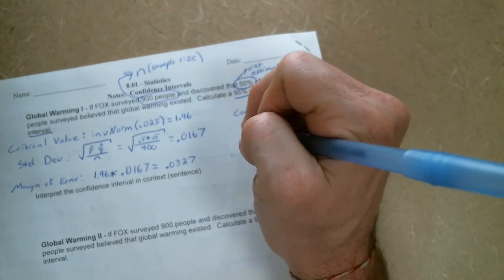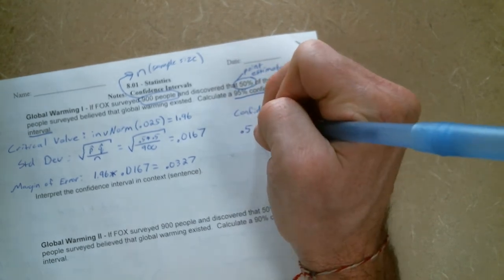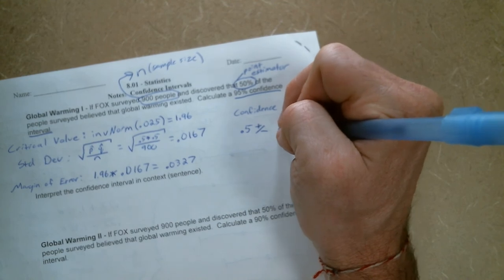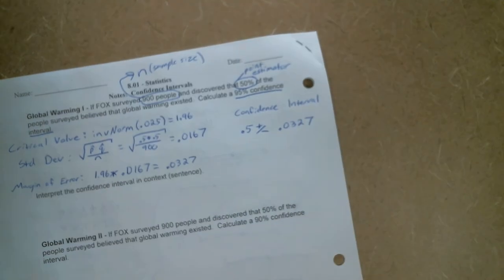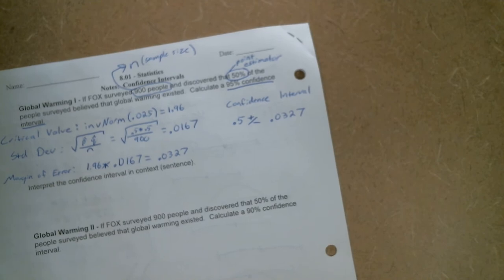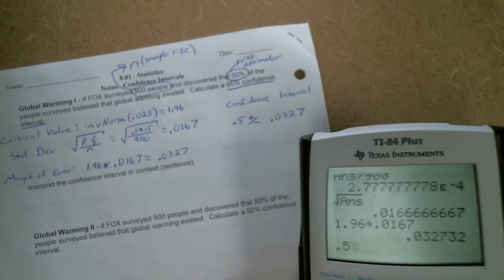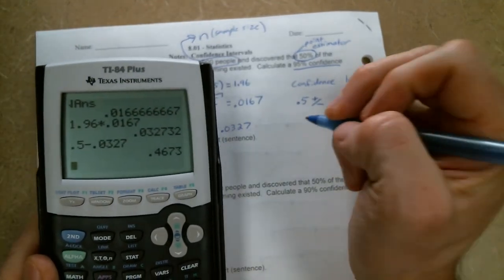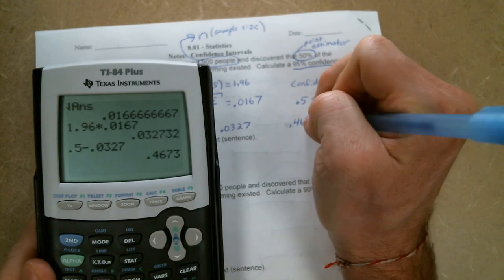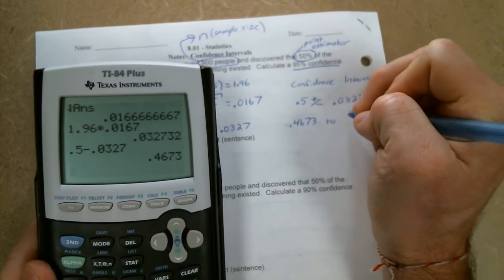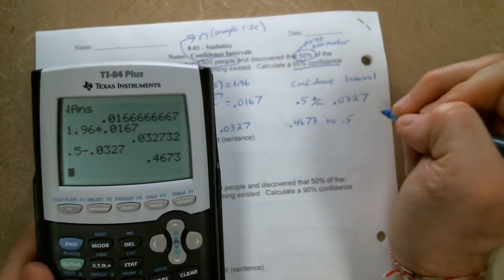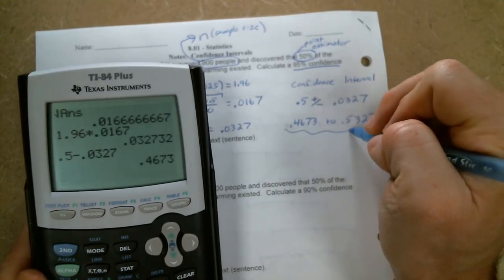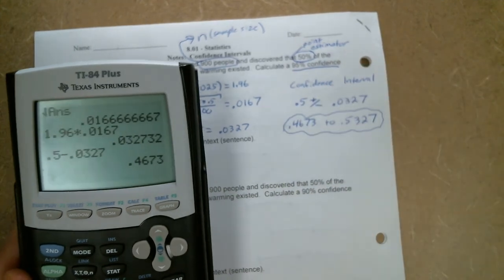it is going to be the 50% plus or minus our margin of error, which is 0.0327, which if we actually work that out, let's see, 0.5 minus 0.0327 leaves us 0.4673 to 0.5327. All right, so this would be sort of our final interval there.